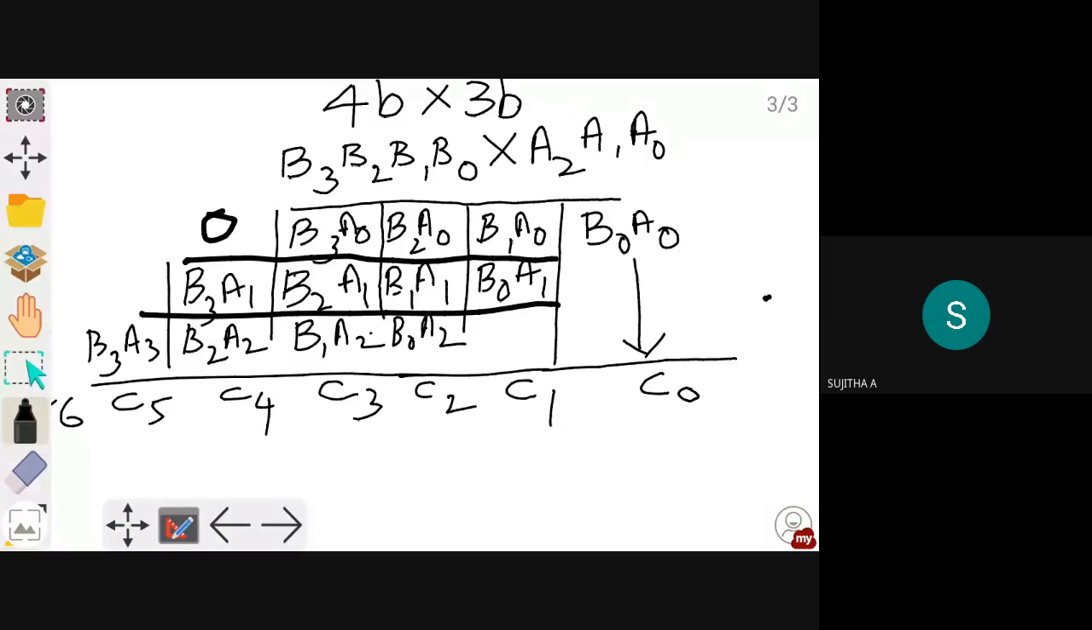So in a 4-bit adder, actually what will be there? What will you have in a 4-bit adder? 4 full adders you will be using.